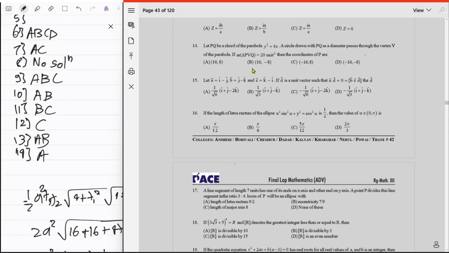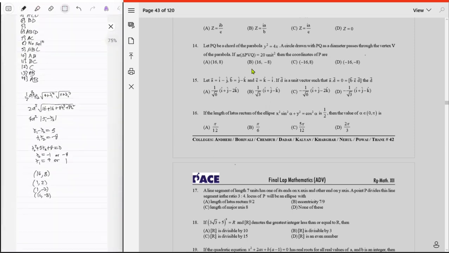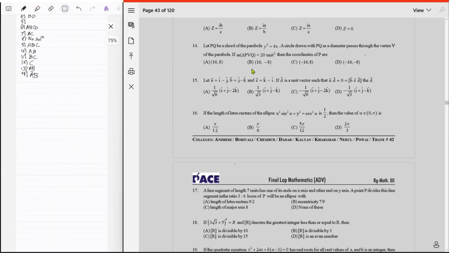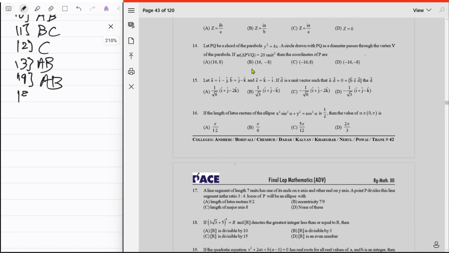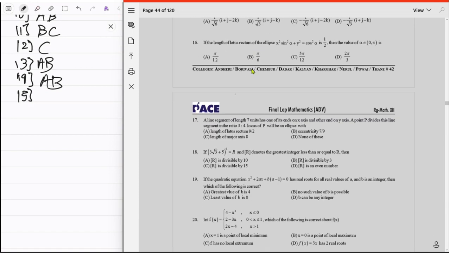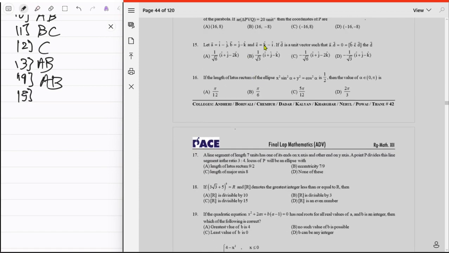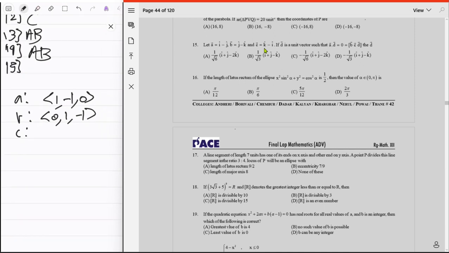Next question. 15 is let A be equal to this thing, B be equal to that. Now I'm dead. Okay, and C equal to this thing, right? So A, what is our vector, just 1, negative 1, 0. B is 0, 1, negative 1, and C is negative 1, 0, 1.